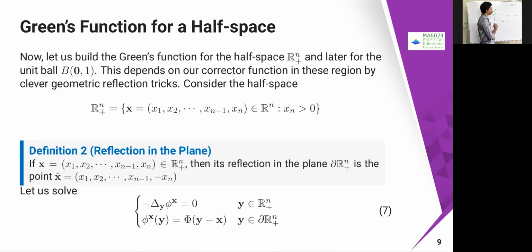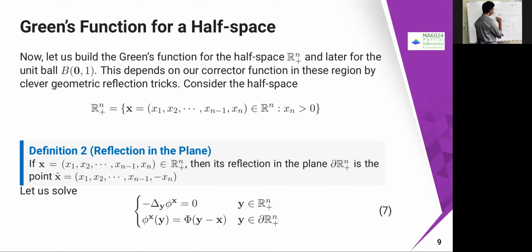But if I'm defining only x2 greater than 0, that means I'm defining only one side with respect to the real line. Because only x2 is greater than 0, I'm collecting only this portion. So this is nothing but the reflection in the plane. I just called it the reflection in the plane with respect to the R here.